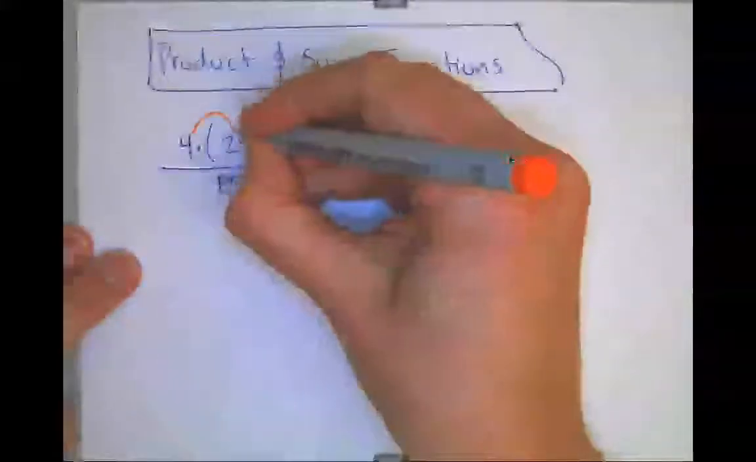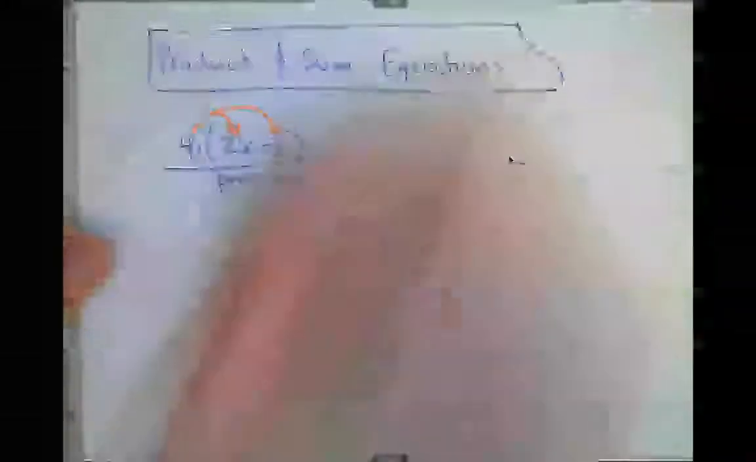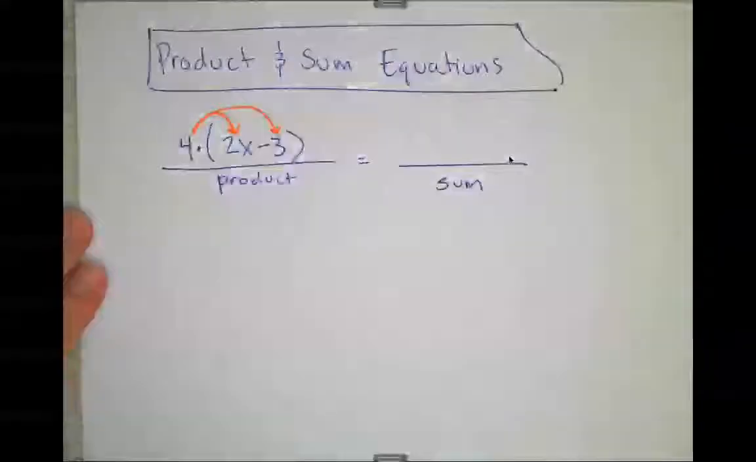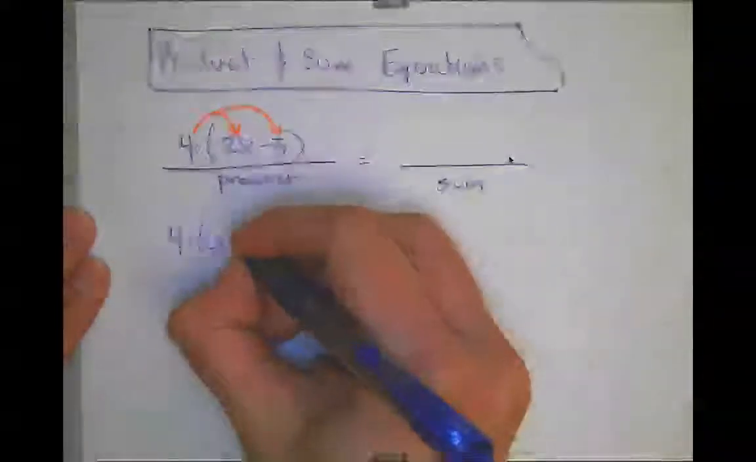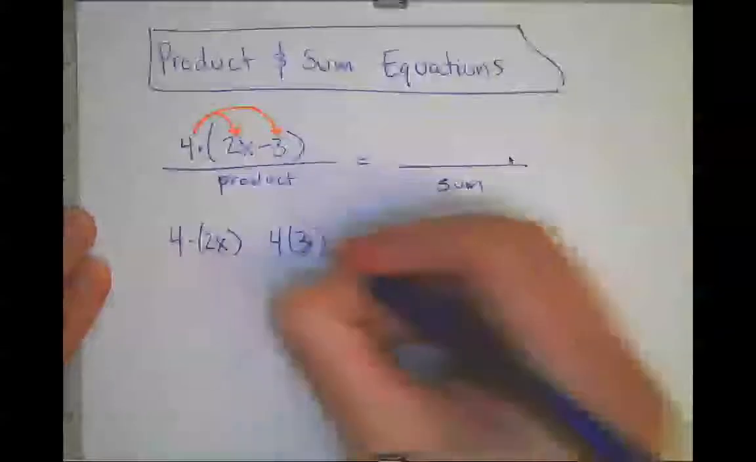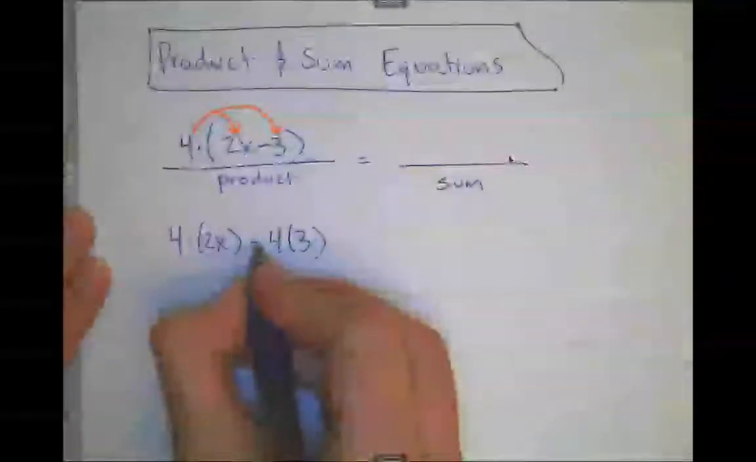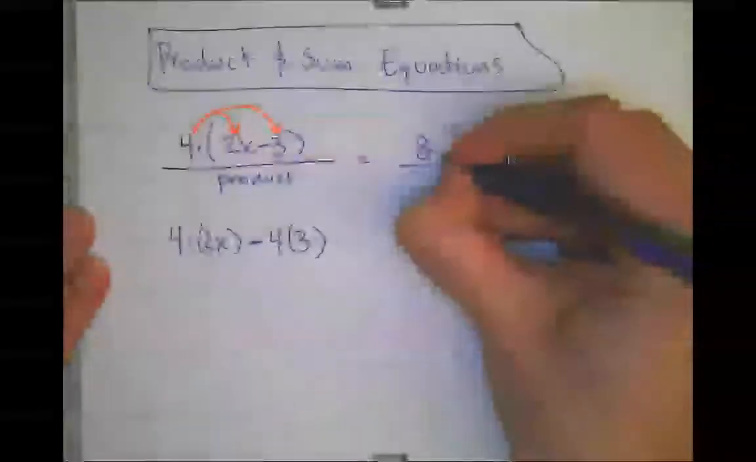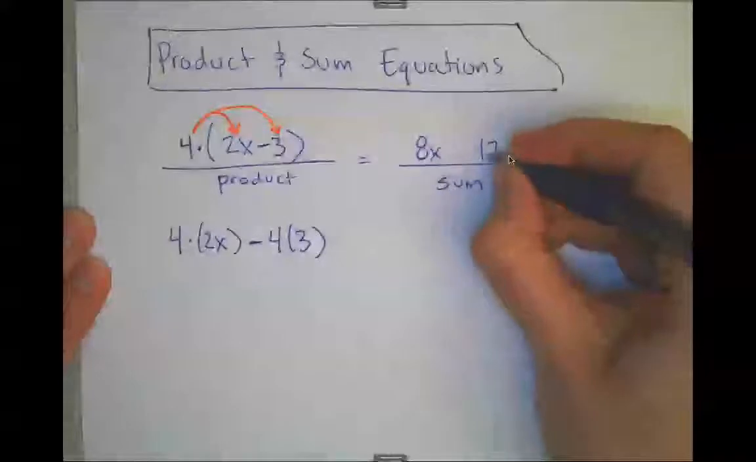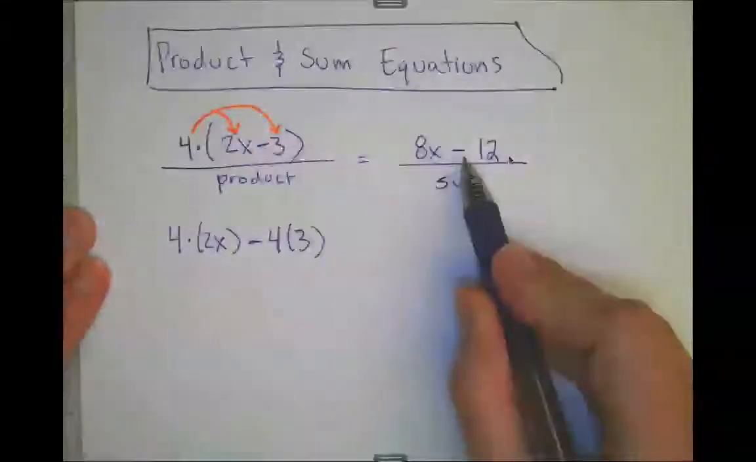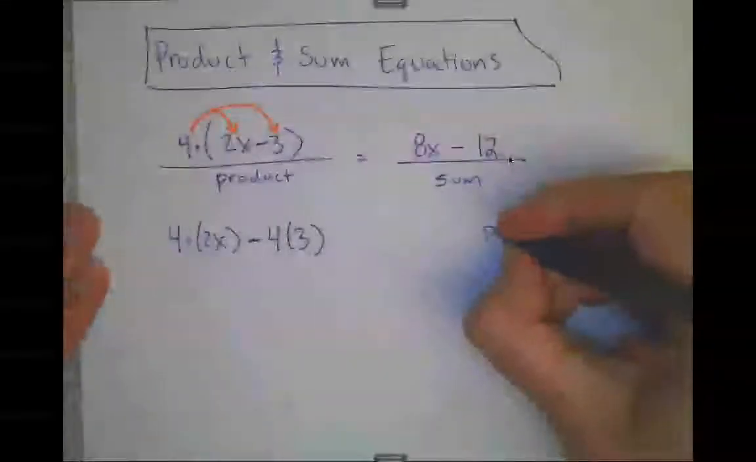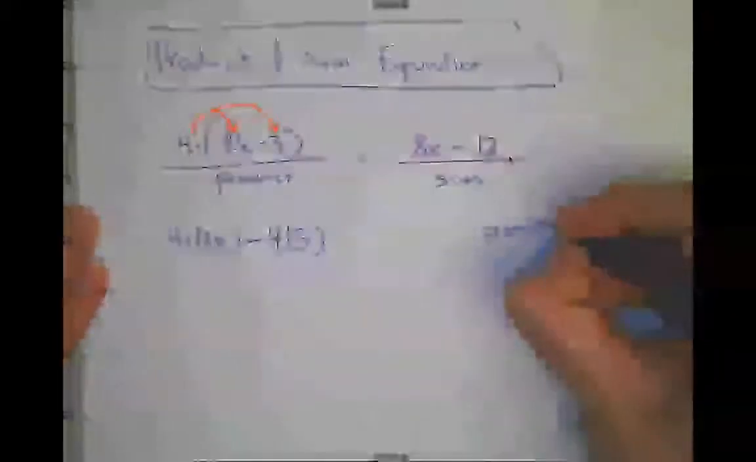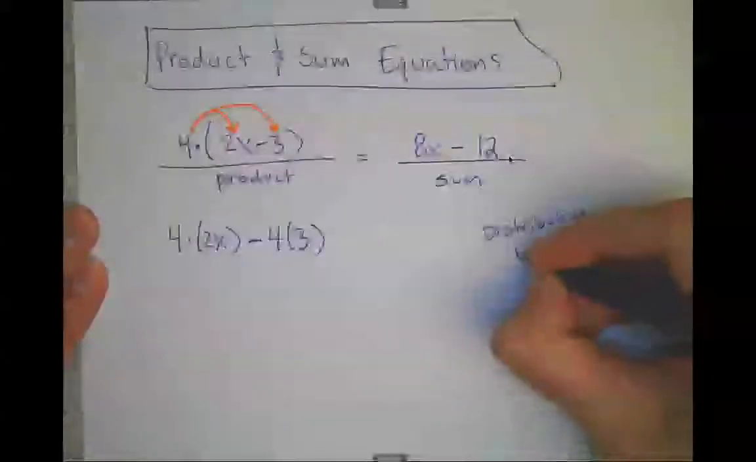We're going to take the 4 and multiply it in with both of these pieces. So we're going to have, I'll write it down below here, 4 times 2x, and we're going to have 4 times 3. And because it was a subtraction problem, we copy the subtraction problem, which means 4 times 2 is 8x. 4 times 3 is 12, so our sum is 8x minus 12. And that's just something we've been doing in class a lot. That's the distributive property. We have talked a lot about it.